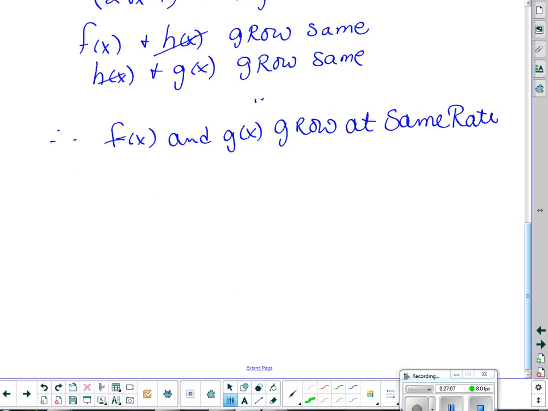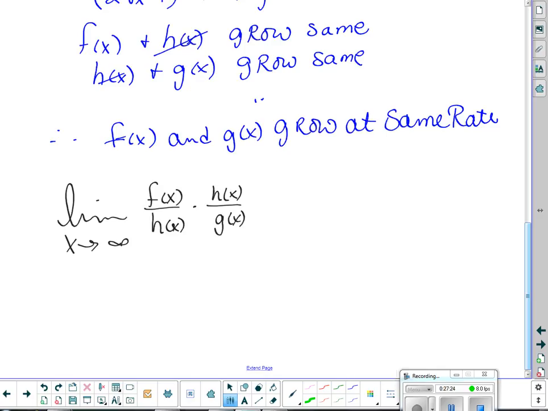Hey, one other thing that you might find interesting. I could write the limit as x goes to infinity of f of x compared to h of x multiplied by h of x over g of x. Could have done that, couldn't I? But through the cancellation, I end up with the limit that does compare f of x to g of x, right? I mean, you can kind of see the logic behind that. So that transitive property really does turn out nicely.